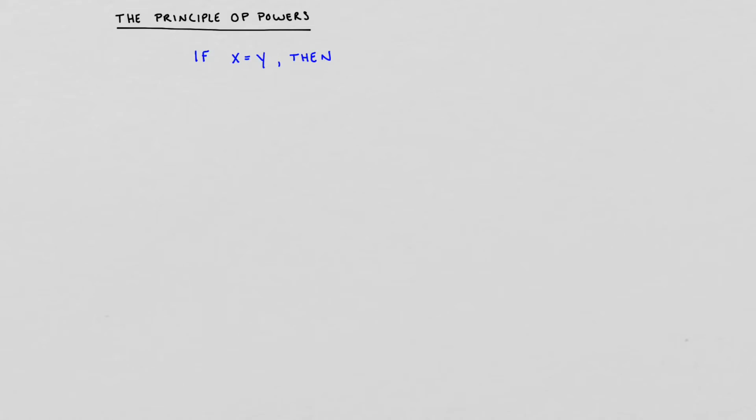For video 1 of solving radical equations, we're going to start by looking at the principle of powers. What this statement says is, if x is equal to y, then we can say that x squared is equal to y squared. But we can only go in this direction.